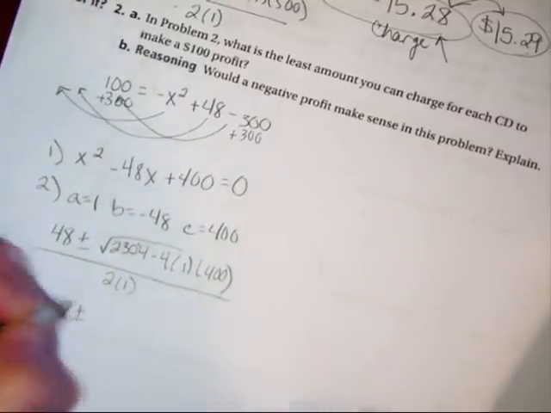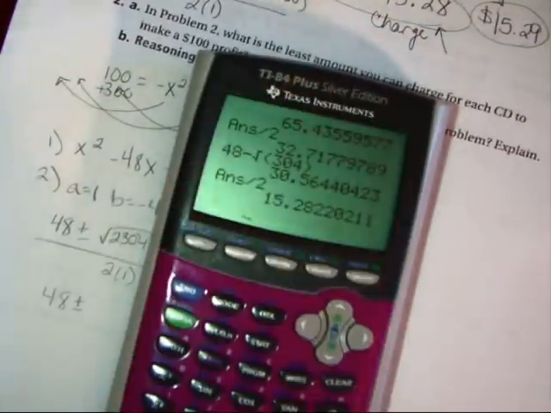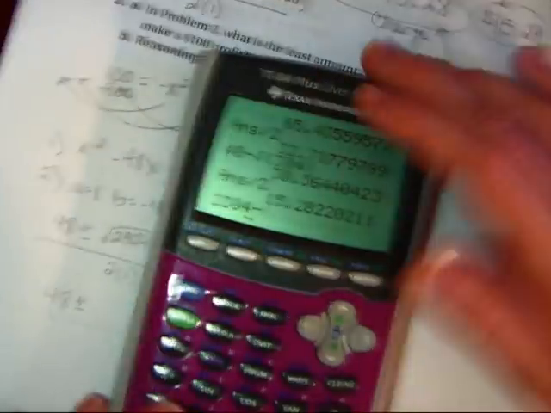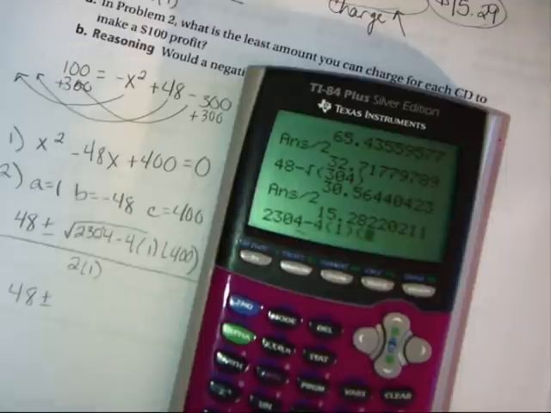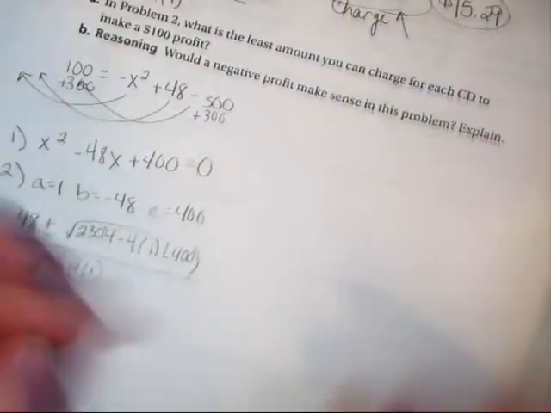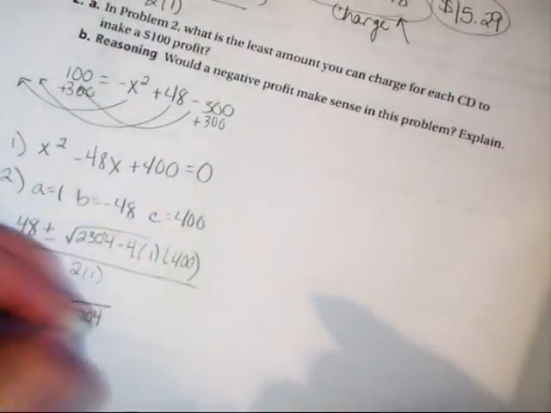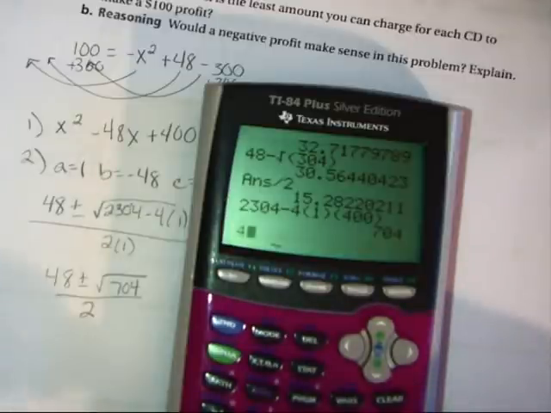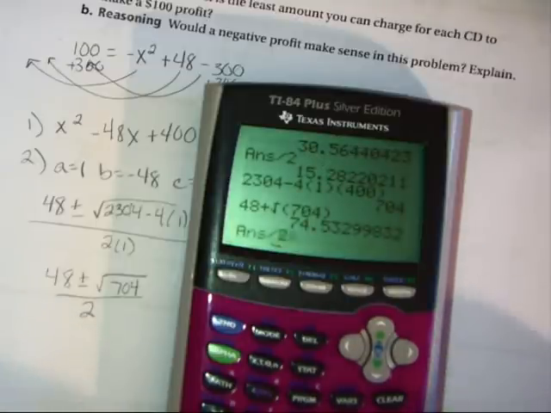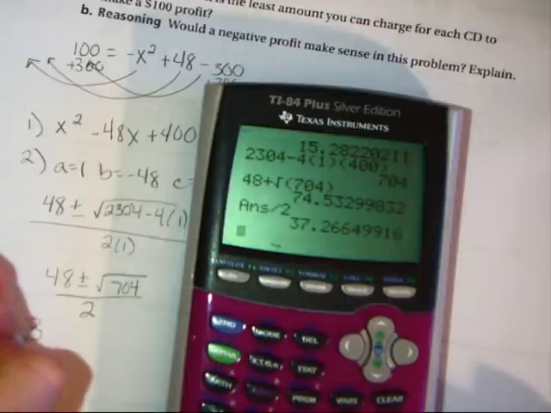48 plus or minus, get your calculator, 2304 minus 4 times 1 times 400. The inside is now 704, all over 2. And since this is a word problem, we are going to put both of them in our calculator. 48 plus the square root of 704. And then we need to divide by 2. So the first answer is 37.27.